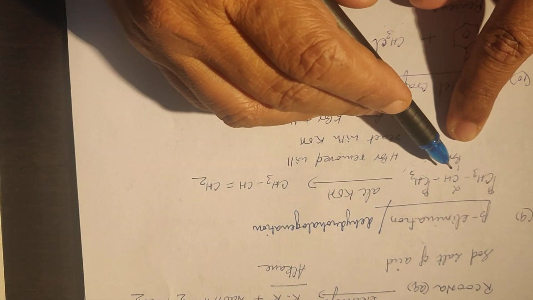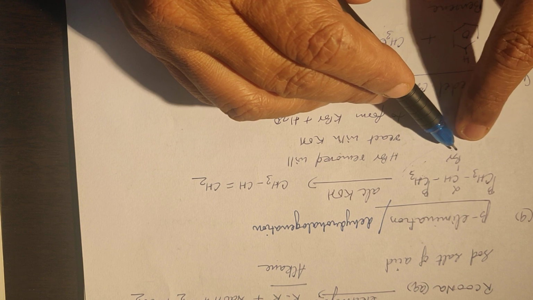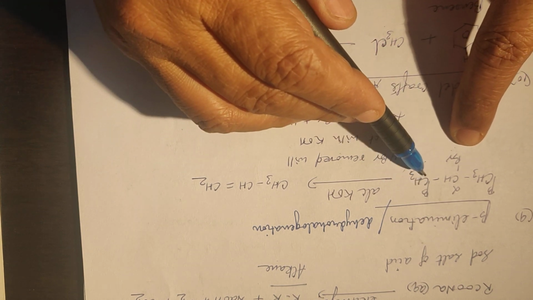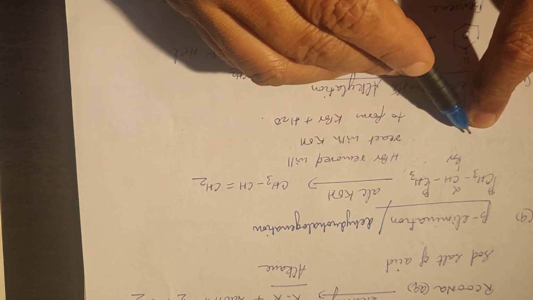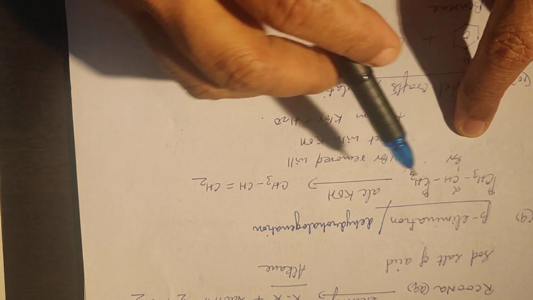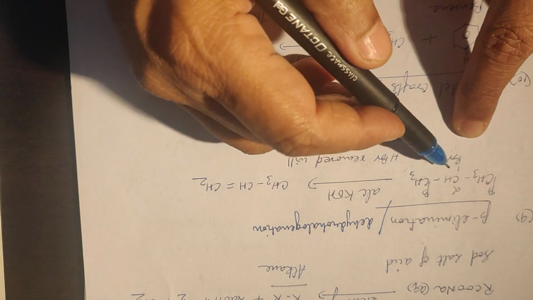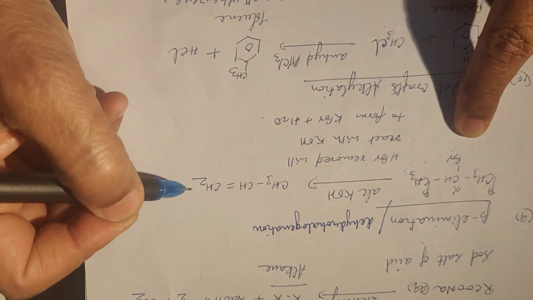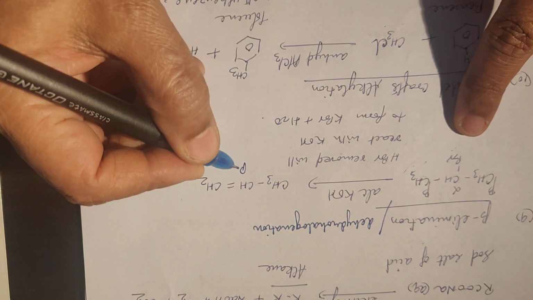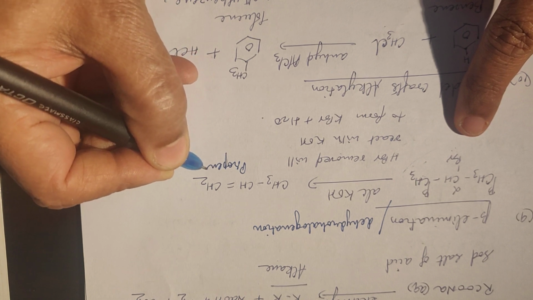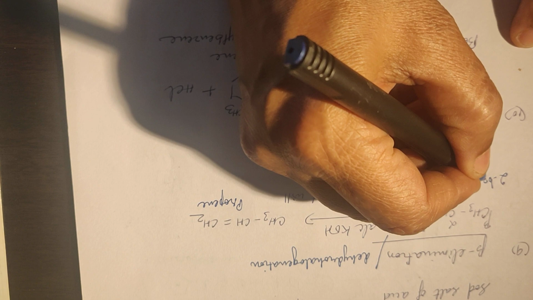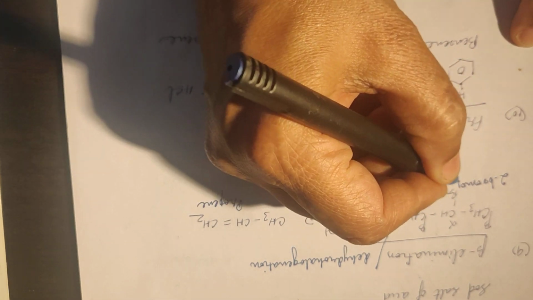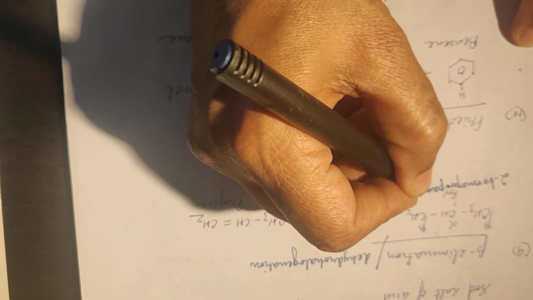Now here, from the alpha carbon, halogen is removed. From the beta carbon, one hydrogen is removed. So one HBr is removed, and you will get a double bond created between these two carbons, and so you get propene. This can also be asked in the conversion. How will you convert 2-bromopropane to propene?